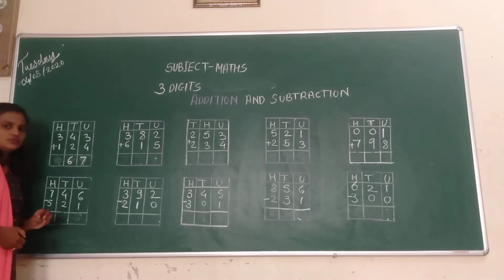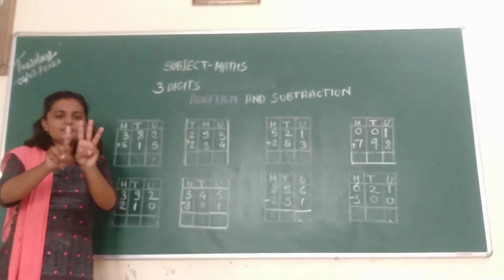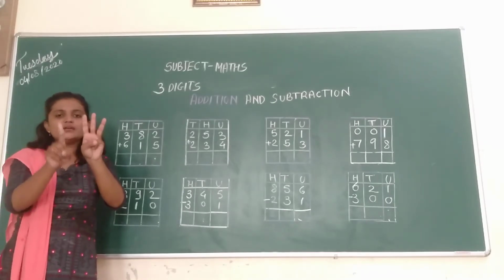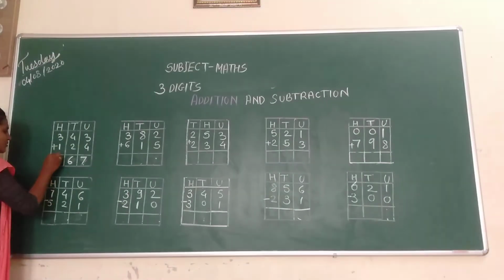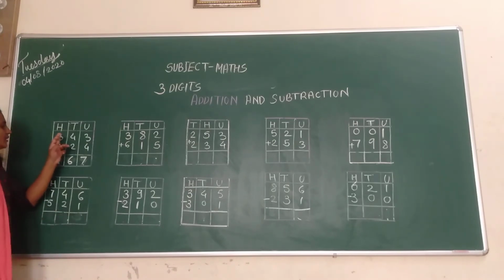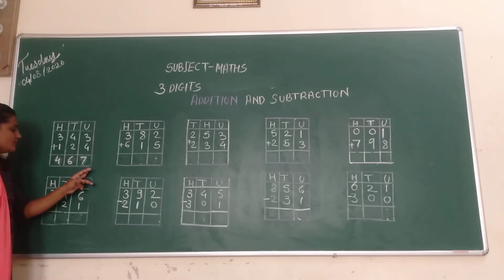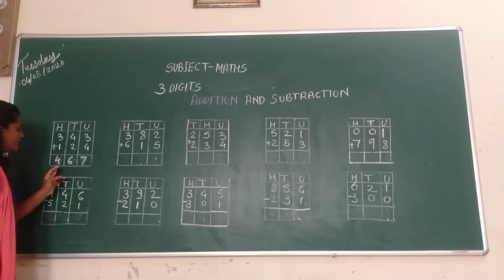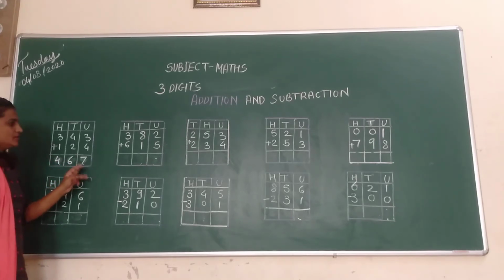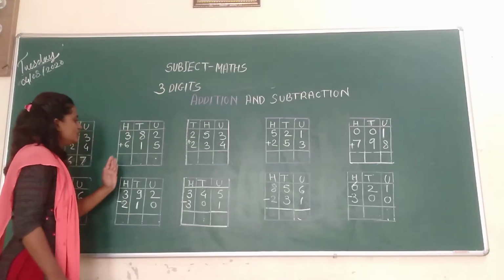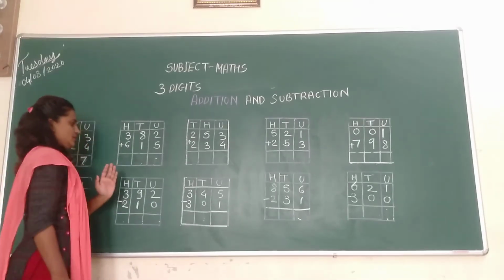Now 3 plus 1. Take 3 fingers and add 1 finger. So how many fingers are there? 4. Okay, now tell me students, 343 plus 124, what's the answer? 467. Answer kya hai? 467.